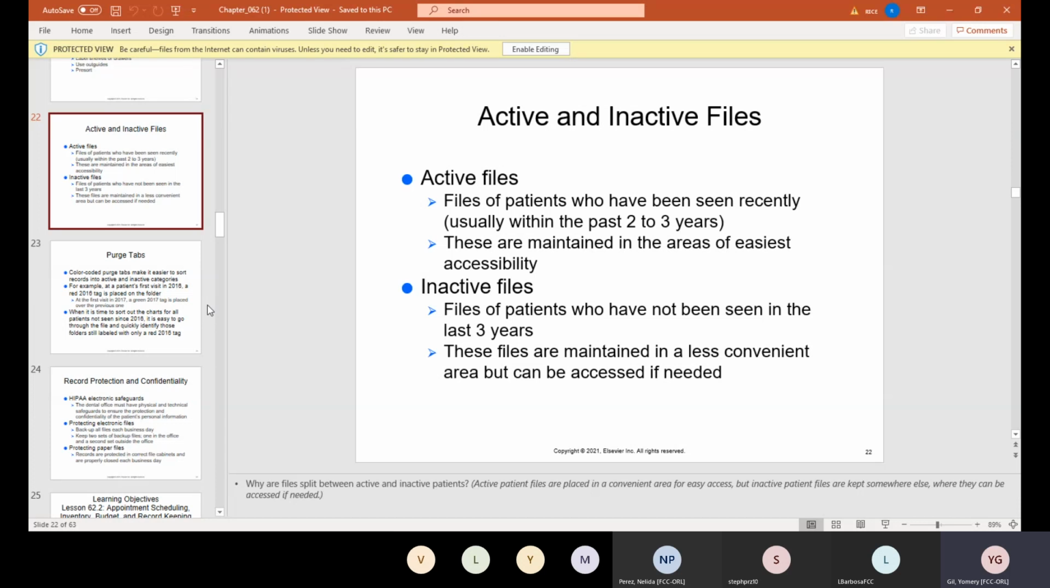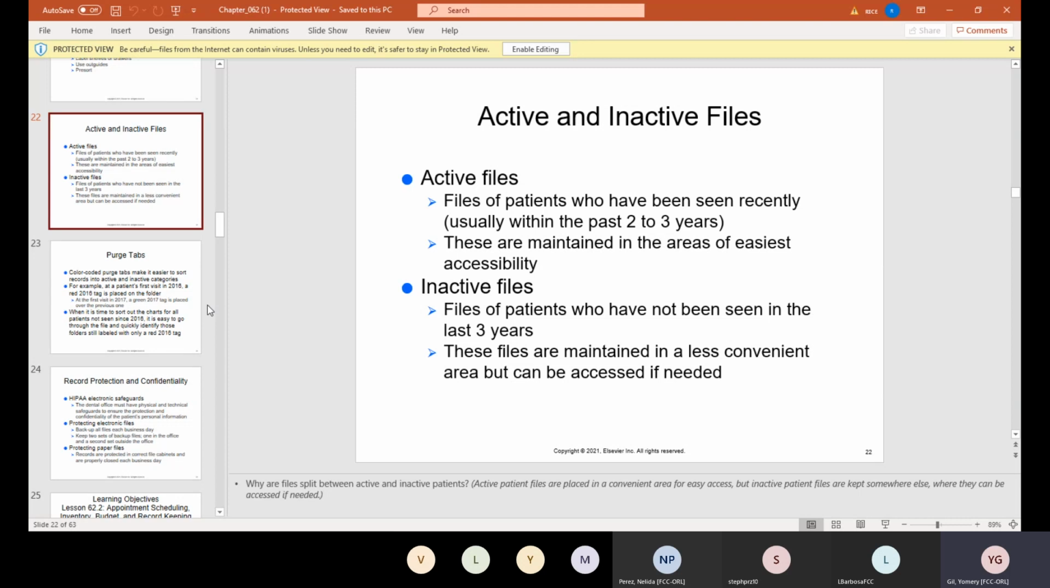So most offices, if they're a big office, are going to have like a filing room. And this is where they're going to keep the active files, which means patients that come every 6 months for their regular visit, or they're having some type of treatment done, they have fillings, crowns, etc., that they come frequently. Now, inactive files are files of patients who have not been seen in the last 3 years. These files are maintained in the less convenient area, but can be accessed if needed.